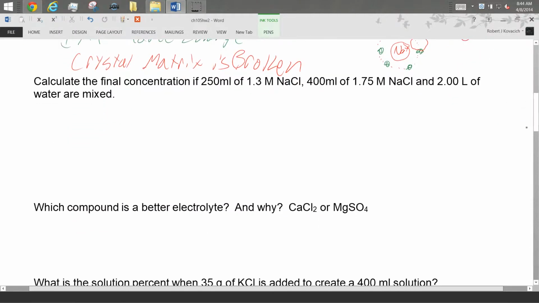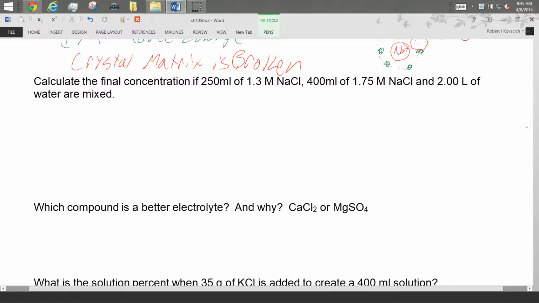Calculate the final concentration. Okay, so this is actually not a very hard question. It's just kind of confusing to think about for a sec. So what are we trying to calculate here? Concentration, right? So we're looking for moles per liter. So what I need is moles and I need liters. So if I can put the total number of moles divided by the total number of liters, I'm done.